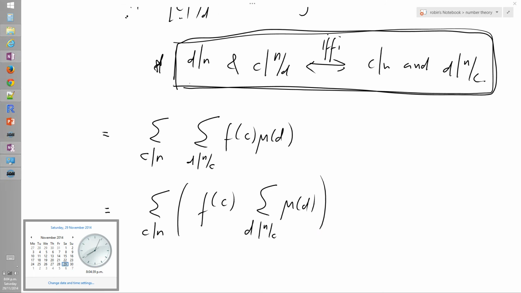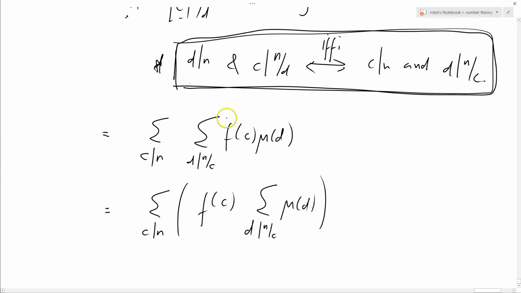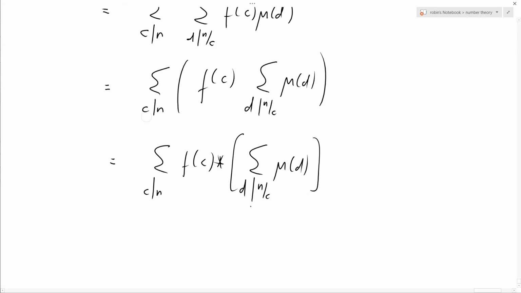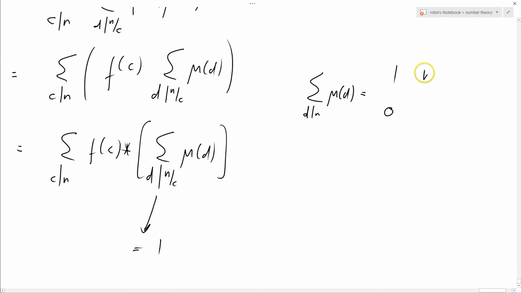Again, I'm using the fact that I can take this function f of c, and that commutes past this sigma operation here. What does that equal? That's sigma over c divides n, f of c, times sigma d divides n over c of mu of d. And this thing here equals 1 or 0. Remember that we've got this formula, sigma over d divides n of mu of d equals 1 for n equals 1 and 0 for n greater than 1. There's no special name for that function, but there it is.